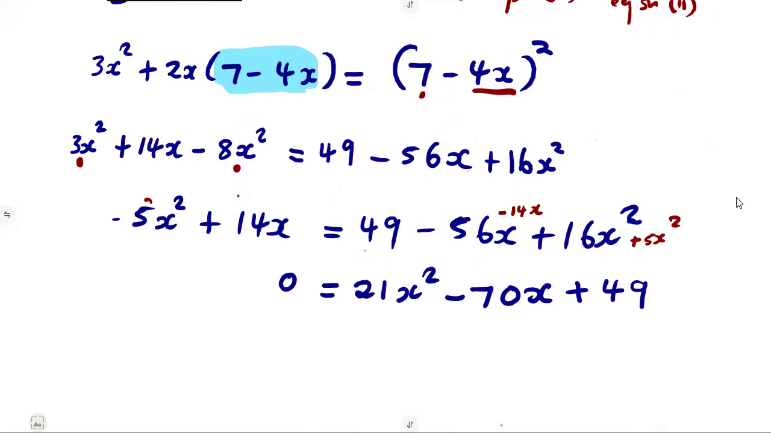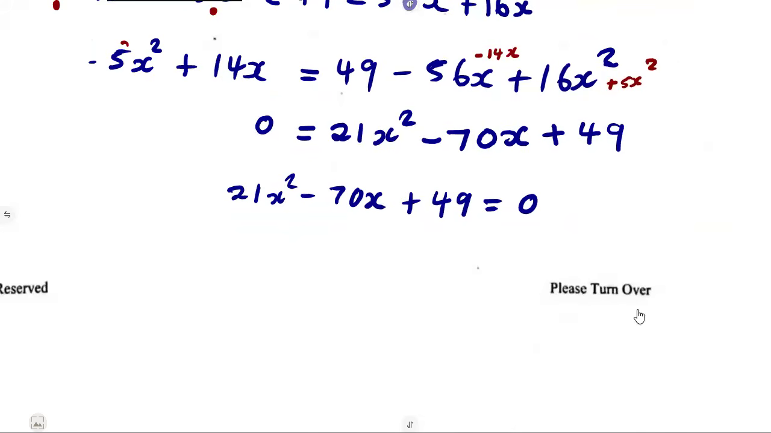You can use the quadratic formula or factorization, but you can also try taking out 7 as a common factor. So meaning to say 7 is the highest common factor. So divide by 7.